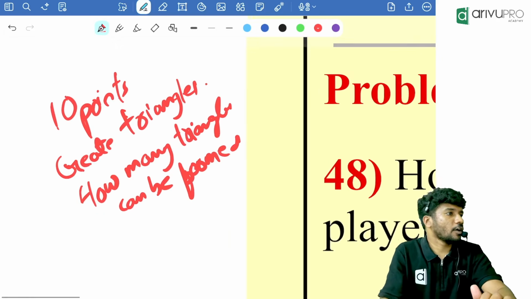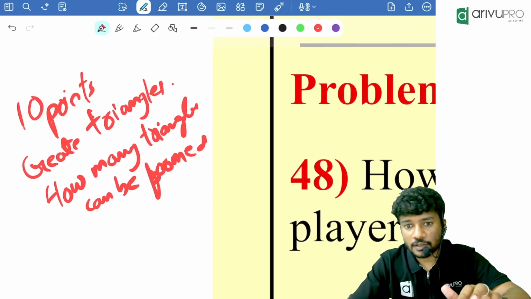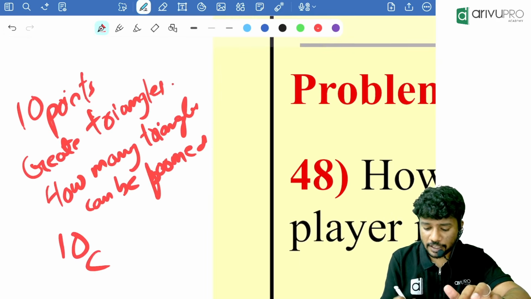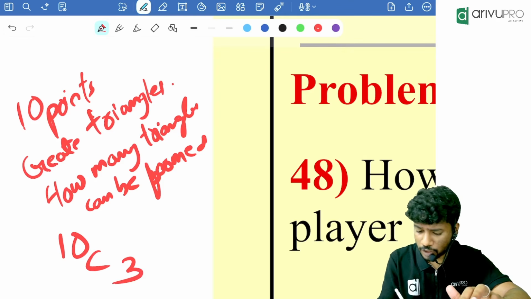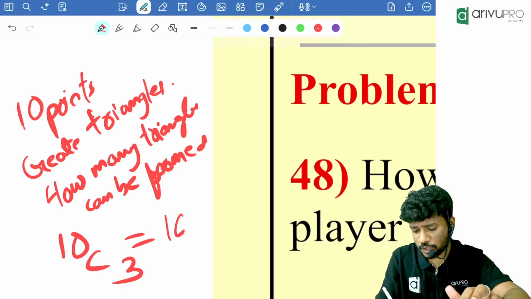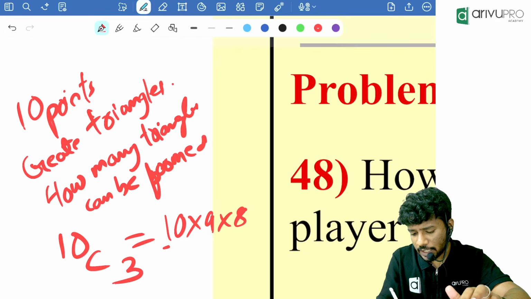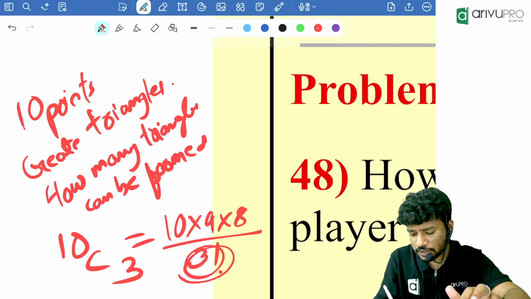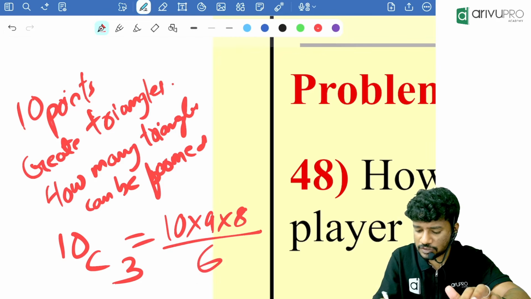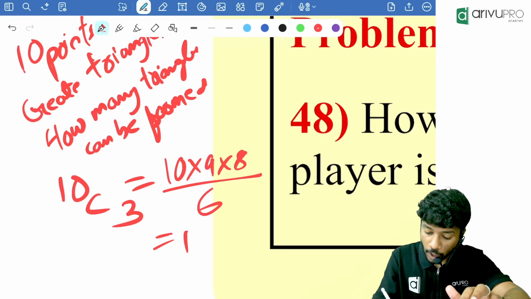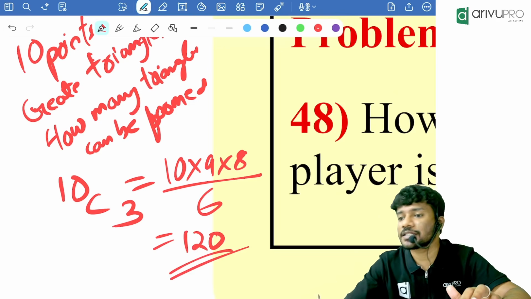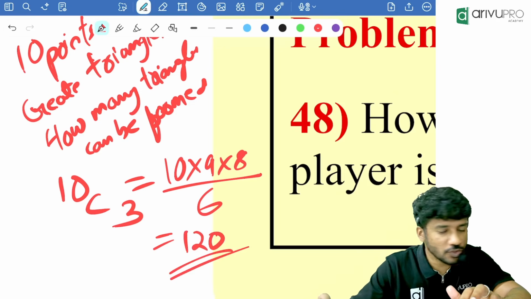Can anyone tell how many triangles can be formed? From 10 points, I require 3 points, then only I can form a triangle. So how much is it? 10C3, which is equal to 10 into 9 into 8 divided by 3 factorial. 3 factorial is 6. So 10 into 9 into 8 divided by 6. 120 is your answer. I hope that you understood this.